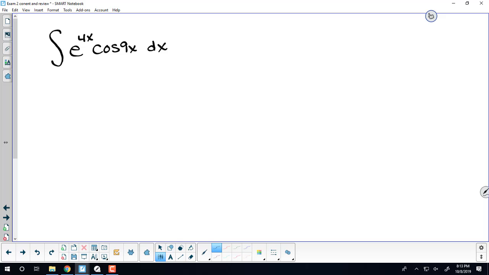So how do we evaluate the antiderivative for that one? Yeah, by parts. So what should our u be? So our u is cosine 9x. And dv is e to the 4x dx.